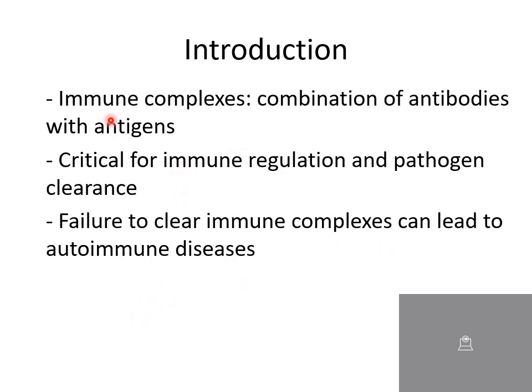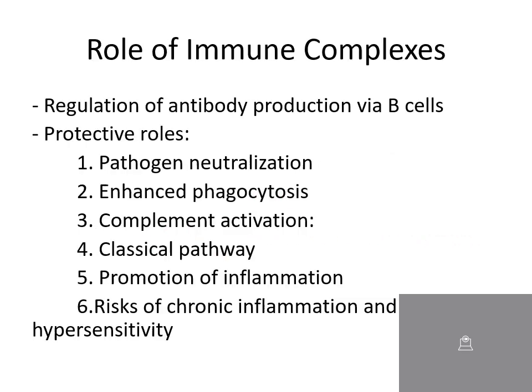So, immune complexes are the combination of antibodies with antigens. If antigens bind to their specific antibodies, they form what we call immune complexes. Immune complexes can help in immune regulation and pathogen clearance. Still, failure to clear immune complexes can lead to autoimmune disease.